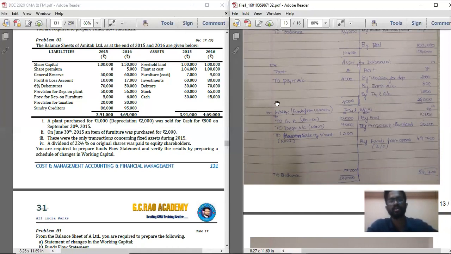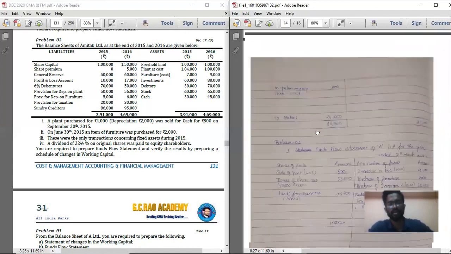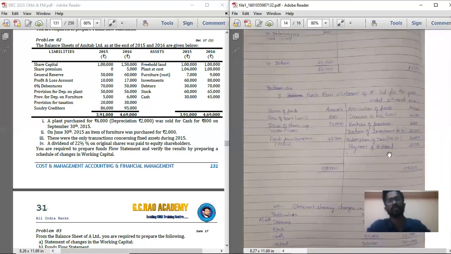So the 2000 you should take to the application of funds, because when you are purchasing furniture, you are investing your funds, that is, you are applying your funds. Below that, under application of funds, record purchase of furniture. How much are you purchasing? 2000 rupees. So purchase of furniture, amount column 2000. These were the only transactions concerning fixed assets during 2015. Done. These are the different calculations regarding 2015 fixed assets.